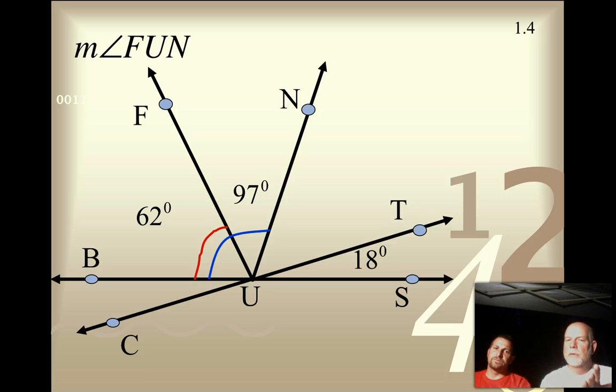You have to be careful. We don't want to assume too much from a diagram. That's right. We always want to use the given information. But that diagram is saying that blue angle is 97 degrees, which would be angle BUN, B-U-N.